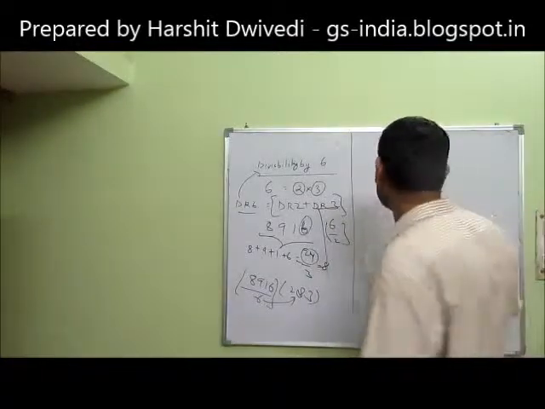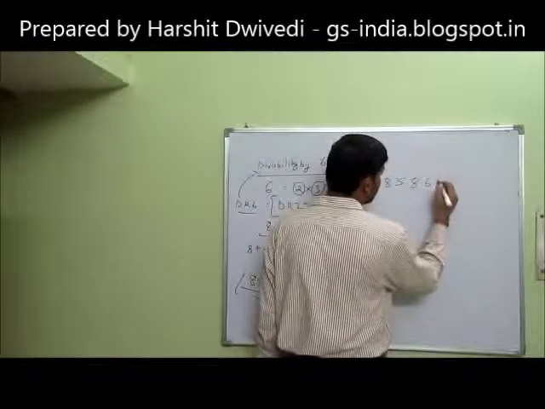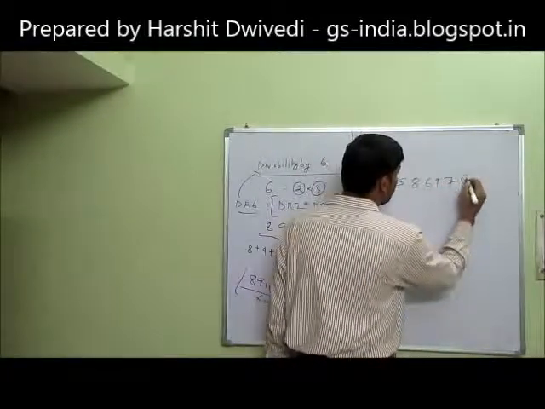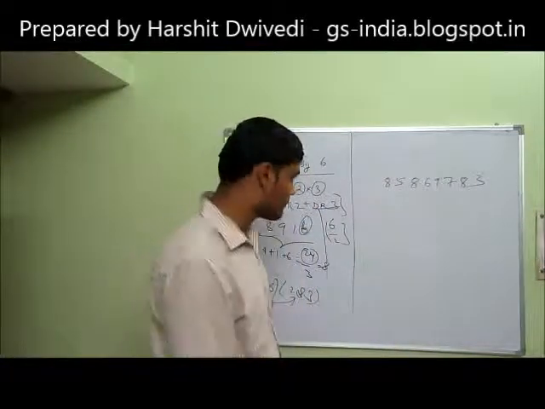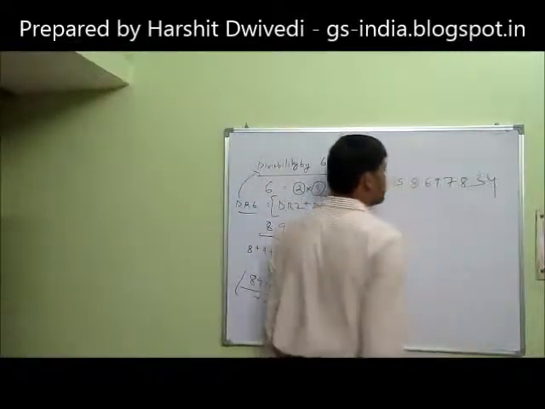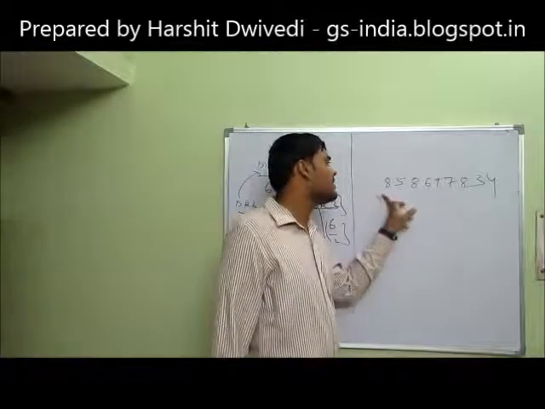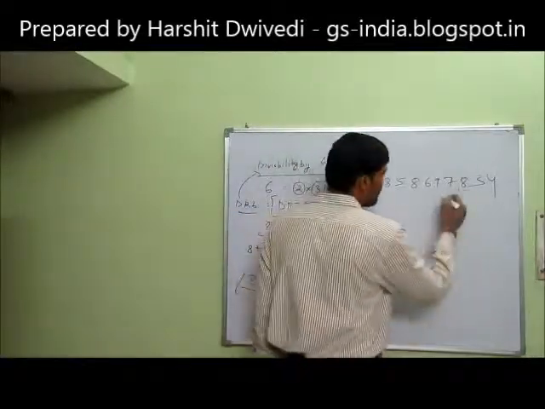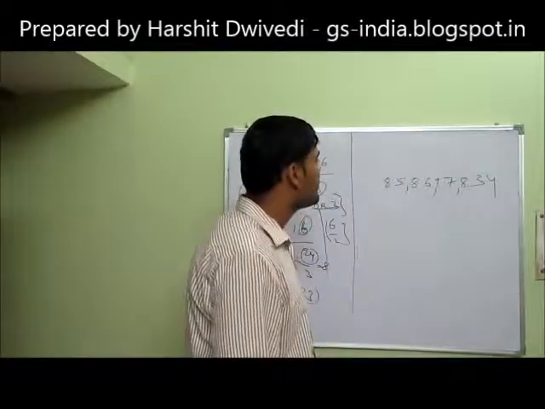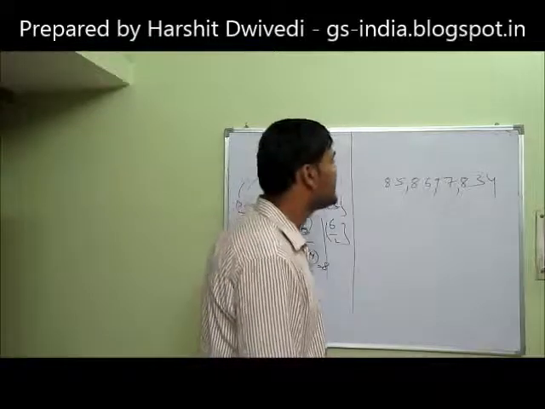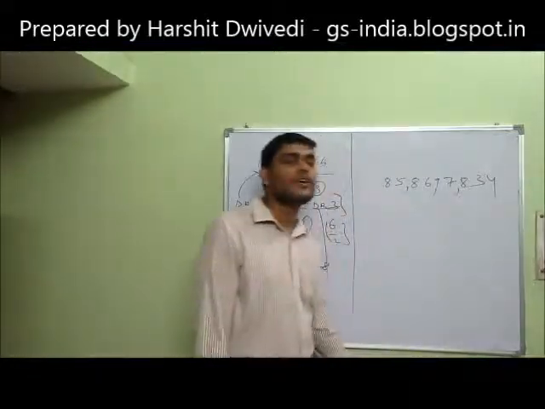Let us take one more example. 8, 5, 8, 6, 9, 7, 8, 3. This is a number. Suppose I add 4 to this. Now if we calculate the exact quantity of this number in the Indian counting system, how much will it come out as? 85 crore 86 lakh 97,834.